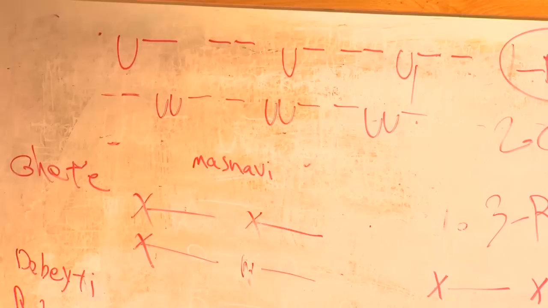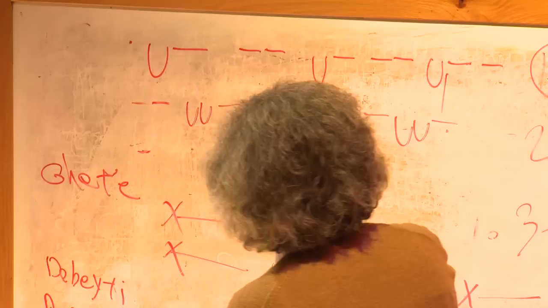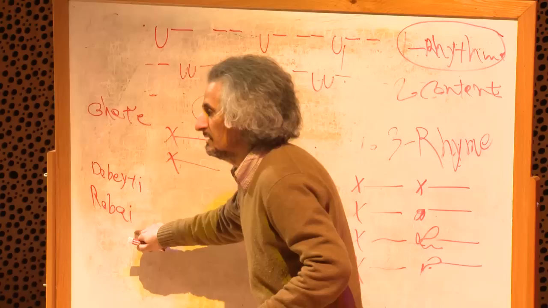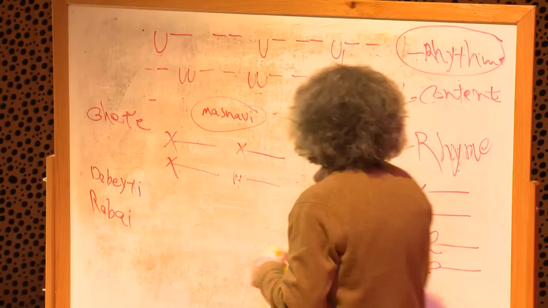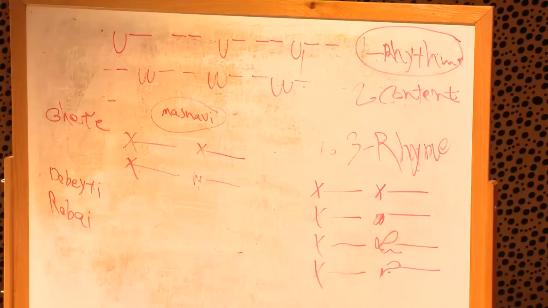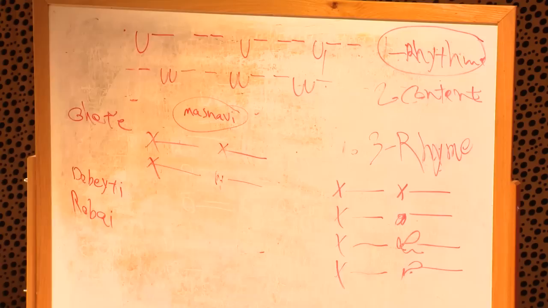But مثنوی, which I wrote here. As opposed to دو بیتی and رباعی, whose rhythms are very specific, the rest of the poetic forms like غزل، قصیده، قطعه can have different kinds of rhythms.